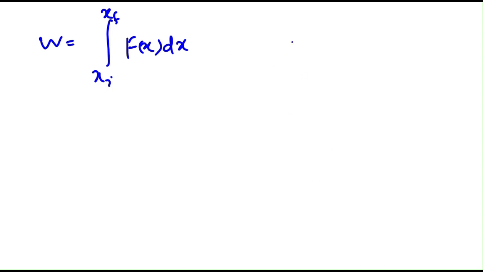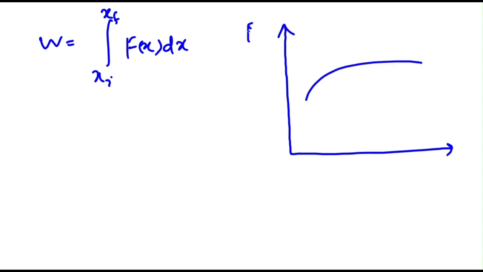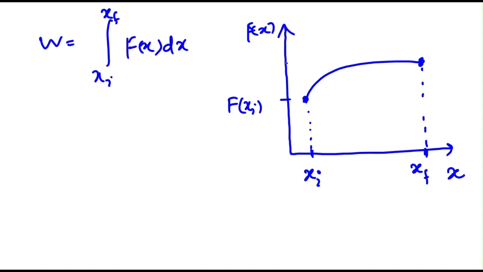Okay, let me explain what it is geometrically. So let's say we have obtained a plot of F(x) versus x, and then this point here is initial x, and this point here is final x, and here corresponding to this initial x we have F(xi), and here corresponding to this final x we have F(xf).